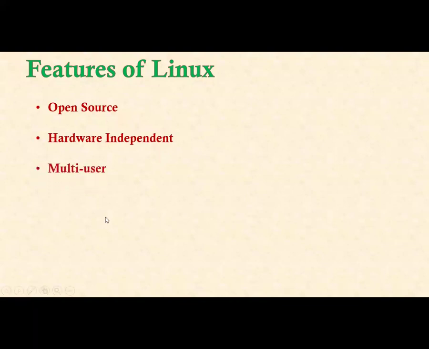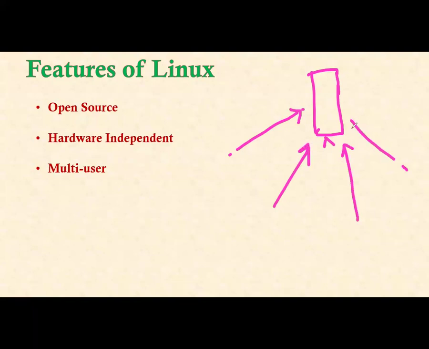Now, this is your multi-user, multitask operating system. Means if there is a server here, let's say there is a Linux server here. To this Linux server, my friend, multiple people can connect. From multiple locations, multiple people can connect to this server and every user can perform a different task.